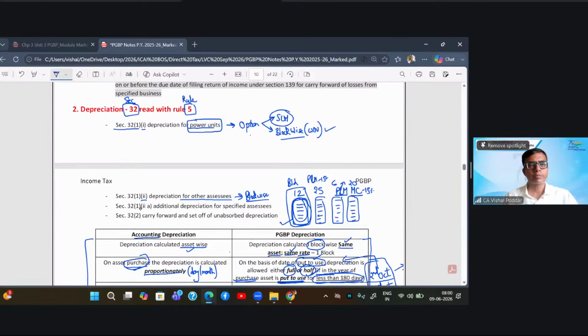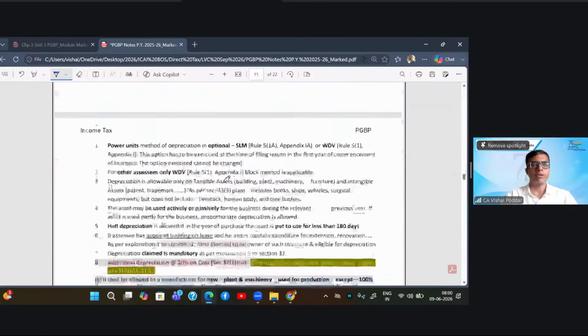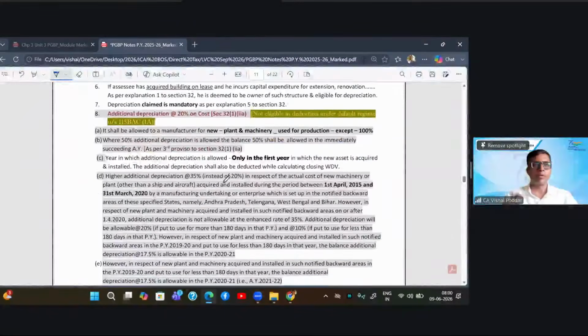Now in this, there is a special clause 2A, which talks about additional depreciation, but it is not for all. Now, let me just take you to a theory part on this additional depreciation. Now I'm here. This additional depreciation, first important point, will not be allowed if you are in the new regime.